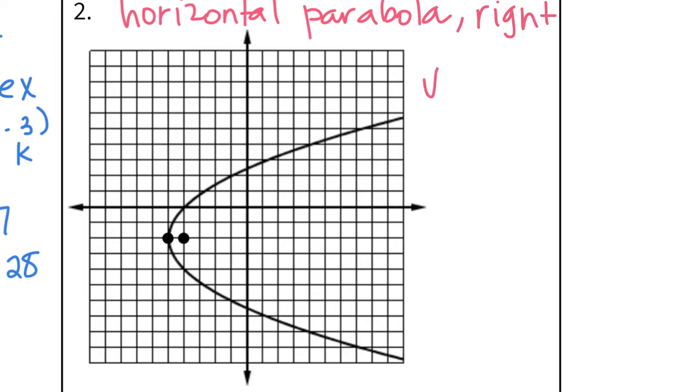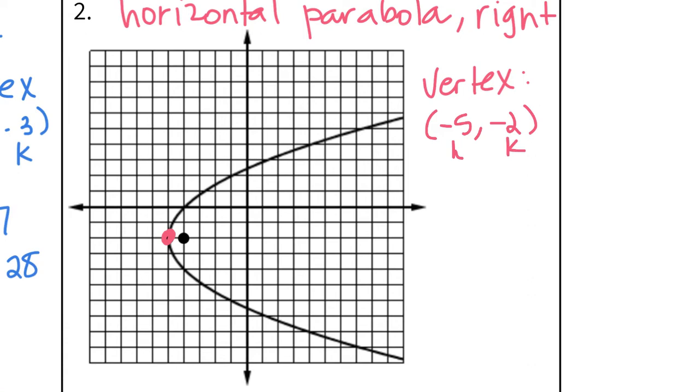Okay, let's find our vertex. Right here. So I'm going to count. If this is my origin, 1, 2, 3, 4, 5. So -5, -2. That is h and k.